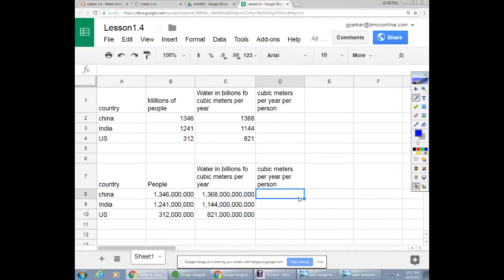So I think I just need to divide water per person. So what is going to be in the denominator of the division? The people or the water? What order do I divide this in? Water divided by people, right? Yeah. Water per person. So I'll calculate these numbers and you guys can just write them down. All right, so those are the numbers I get.